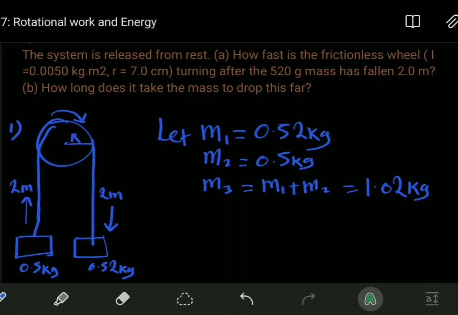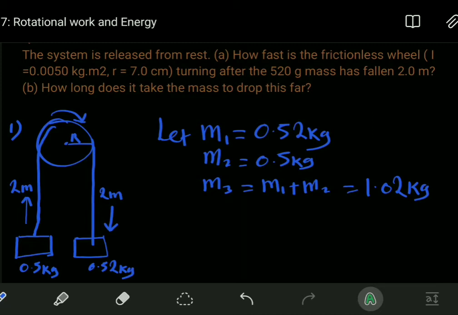Okay, so we have this system. The system is released from rest. So initially it's at rest, and we have a belt running around the disk like that, and then we have two masses hanging on both sides. So when we release this system, we expect the more massive object to go down and the one which is less massive to go up.